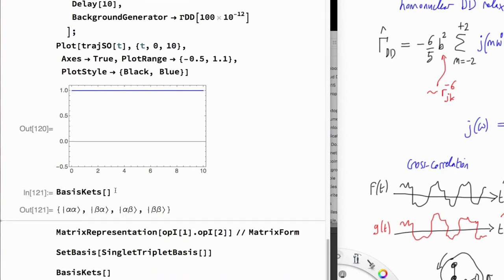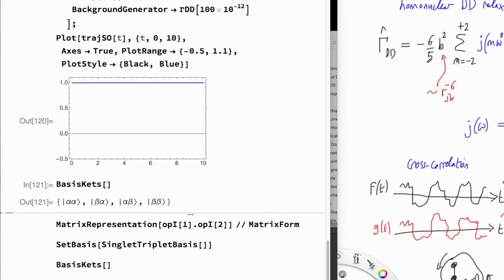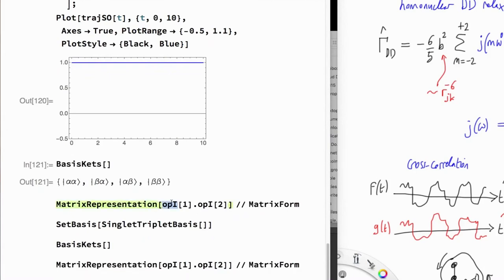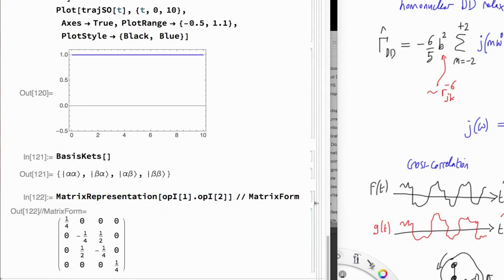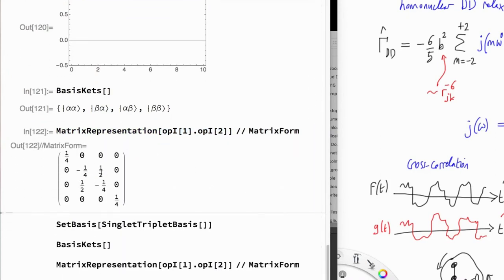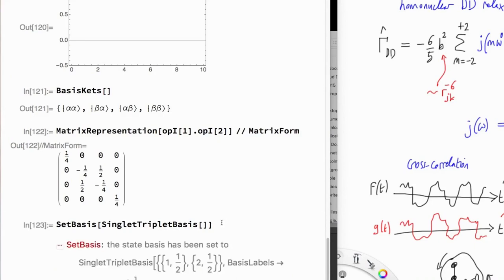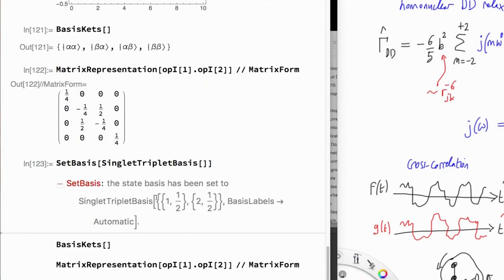Now, normally we look at these operators in the Zeeman basis of states alpha alpha, beta alpha, and so on. And if we look at that operator in that basis, it has a particular matrix representation which looks as follows. It has some off-diagonal elements. It's not very obvious what that really means. But there's another way of looking at it, which is to not use this Zeeman basis, but to use a different basis, which is called the singlet-triplet basis, which is built into SpinDynamica.